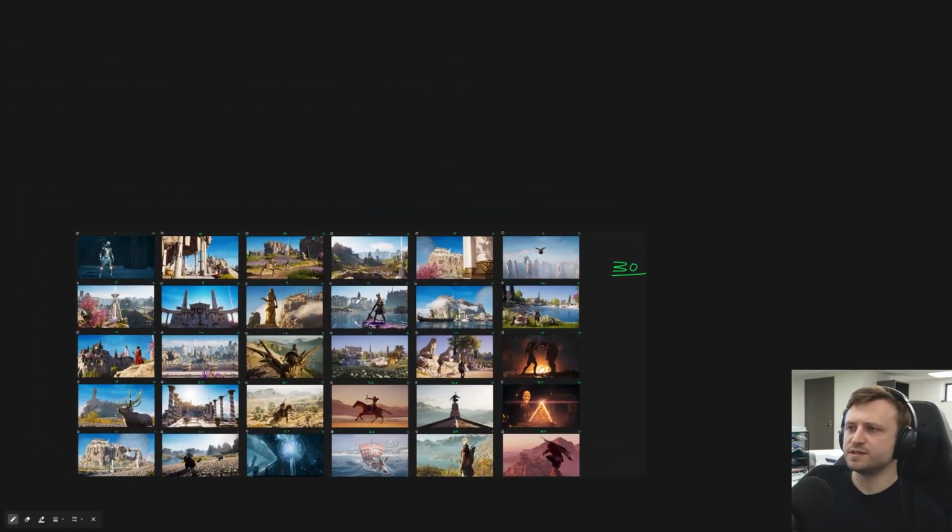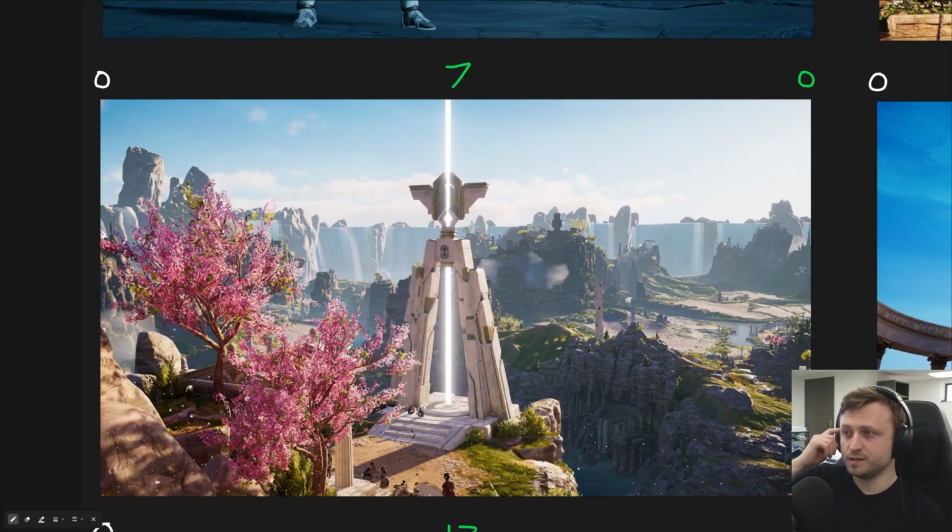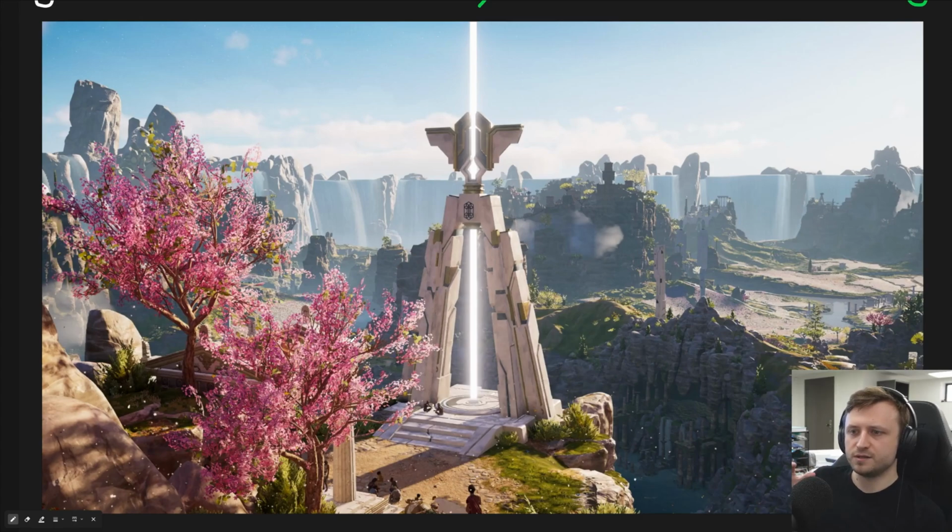Now we're going to move on to number 7. So number 7 is more artistically interesting. This is again from some of the expansion environments of Odyssey. Here we have a balance of colossal scales.